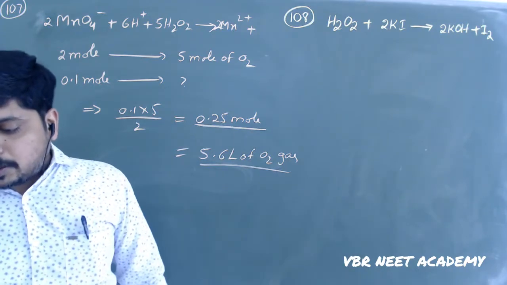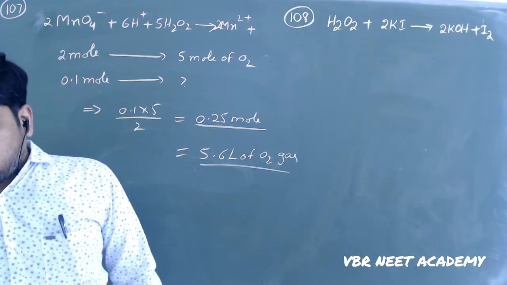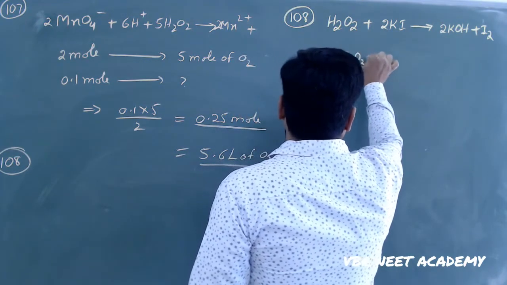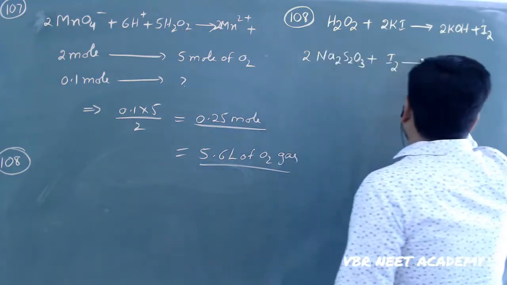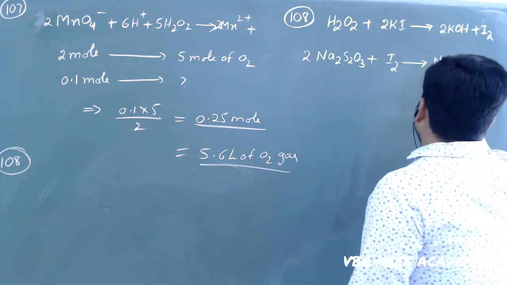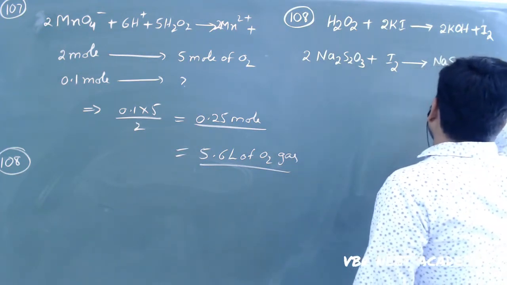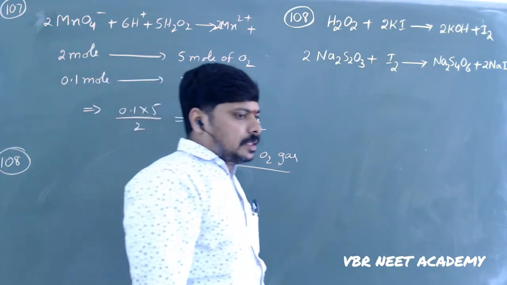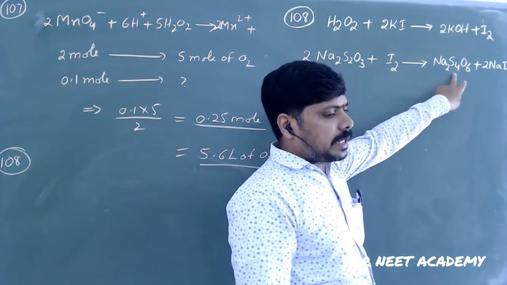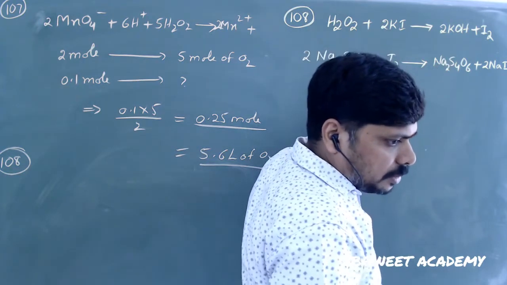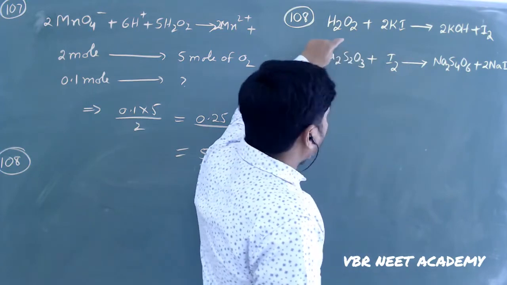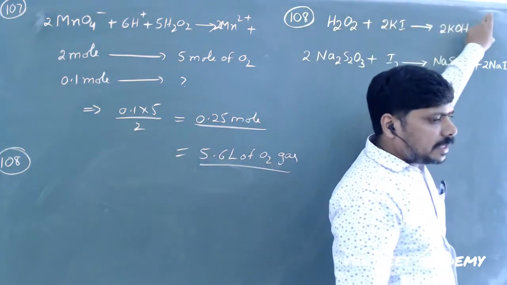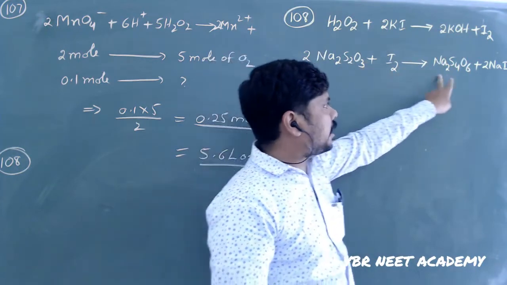So again, we require the equation between Na2S2O3 and iodine. 2 moles of Na2S2O3 plus 1 mole of iodine gives Na2S4O6 plus 2 moles of NaI. So this is the equation: sodium thiosulfate gets converted to tetrathionate and 2 NaI. When hydrogen peroxide reacts with potassium iodide, it liberates iodine. That iodine reacts with Na2S2O3 and we get Na2S4O6.